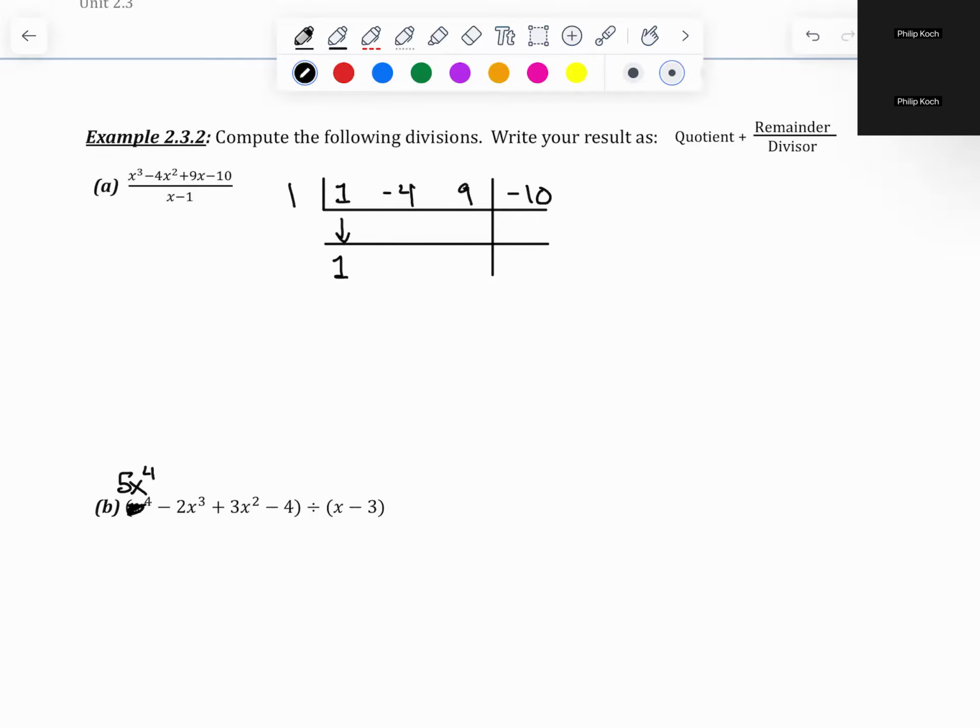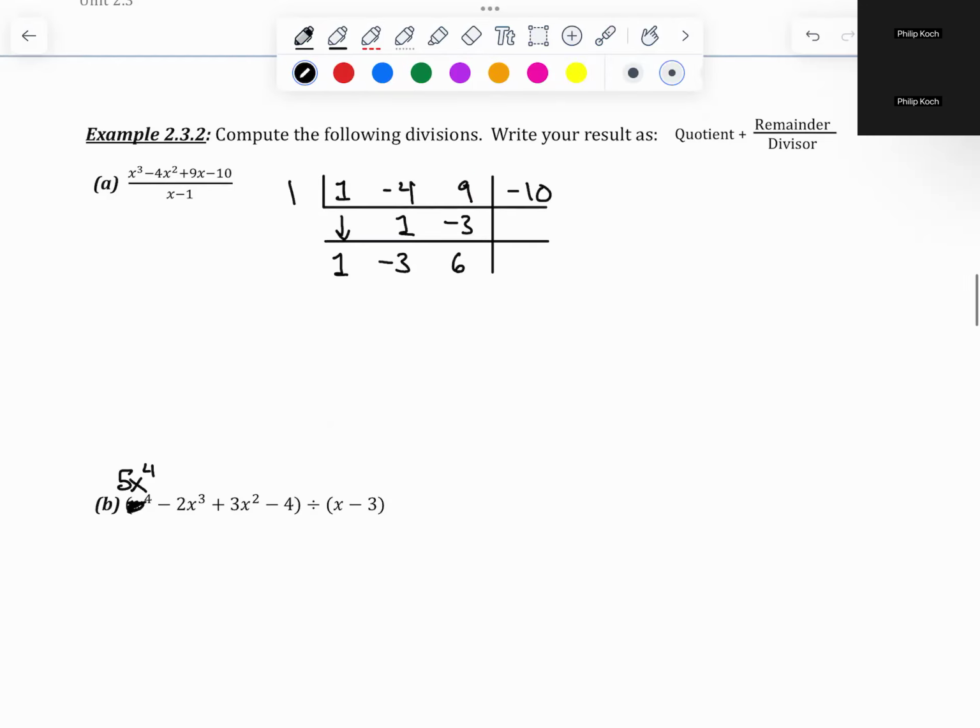And then we go through and multiply diagonally and add vertically. So 1 times 1 is 1. Adding vertically, negative 4 plus 1 is negative 3. 1 times negative 3 is negative 3. 9 plus negative 3 is positive 6. 1 times 6 is 6. Add vertically, negative 10 plus 6 is negative 4.